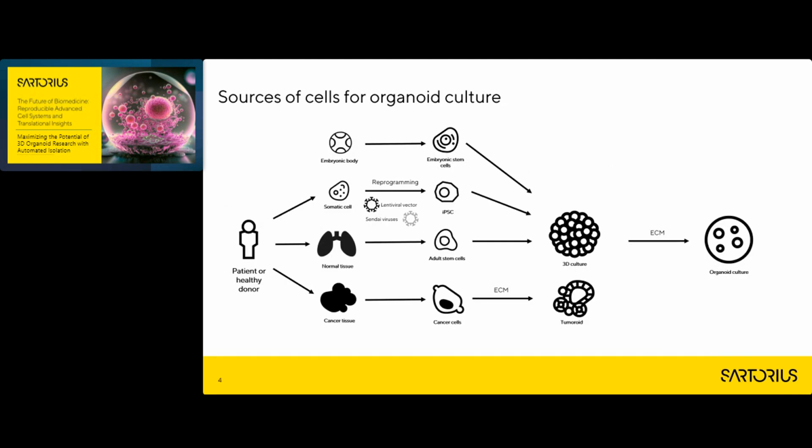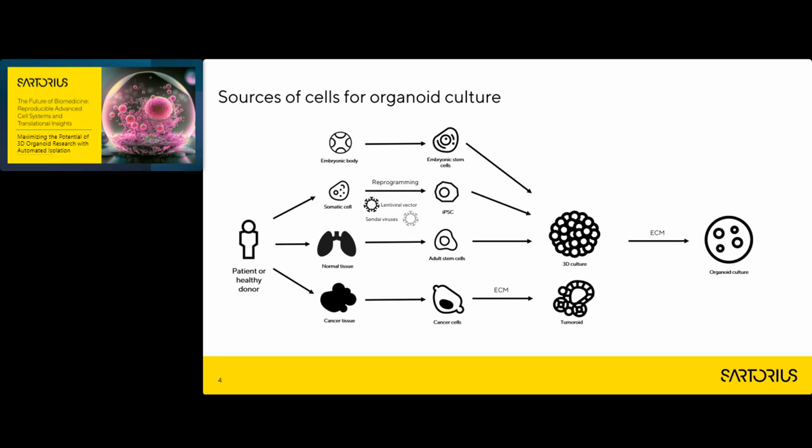So what are the sources of cells for the organoid culture? First, we can use embryonic bodies, which contain embryonic stem cells. Once these cells are cultured in a 3D culture, they spontaneously form certain three-dimensional structures, and upon addition of extracellular matrix, they mature into organoids. When working with embryonic cells, there are some legal considerations as well as some ethical ones. Therefore, most often, the cells for organoid culture come from patients or healthy donors.